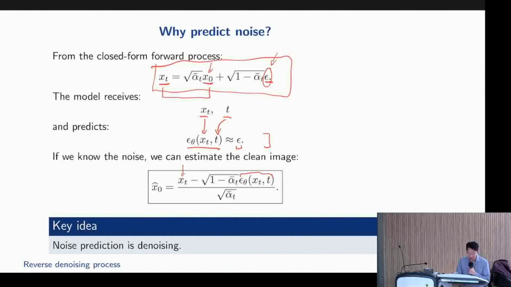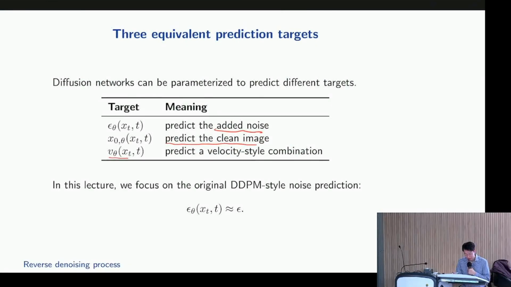So if you know one thing, you know the other through this relation. And depending on the application, you might have different results. It might be easier to predict the noise, or it might be easier to directly predict the clean image. It all depends on your task. So in today's lecture, we're going to focus on the original DDPM style noise prediction. DDPM is the underlying paper that started all this. And we're going to train a model to predict the noise.